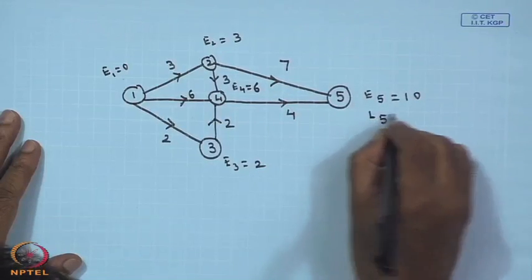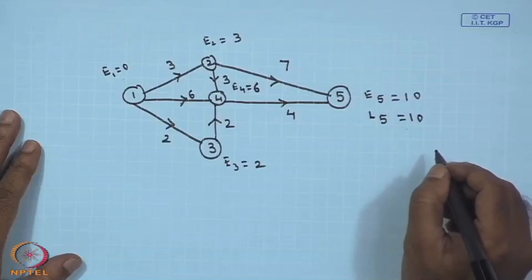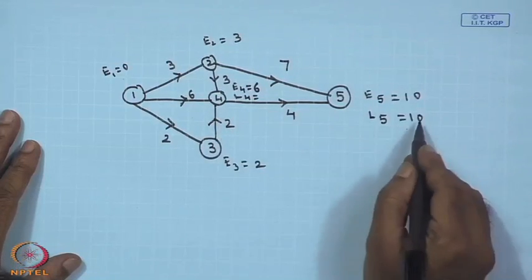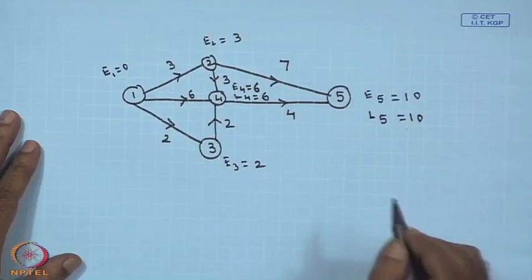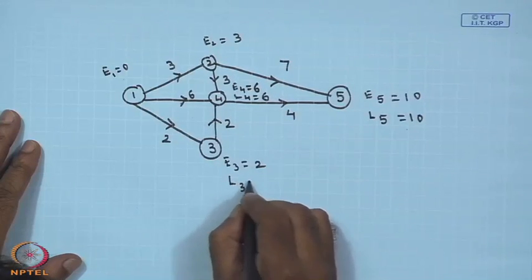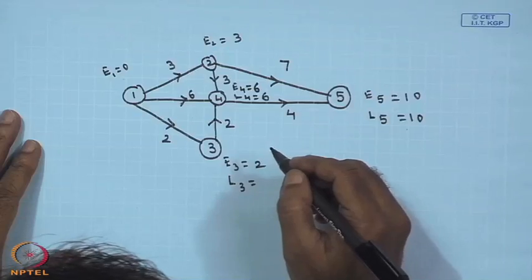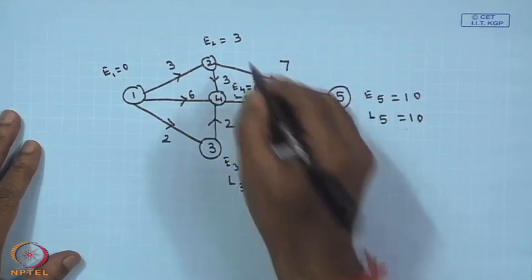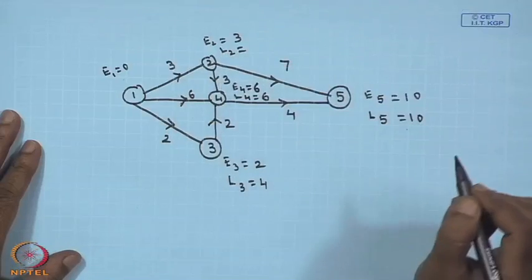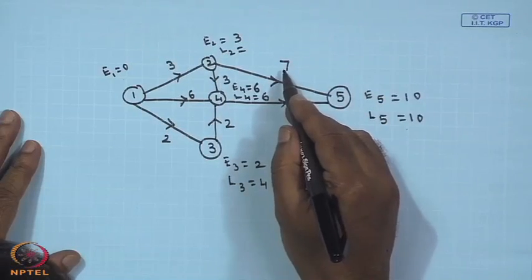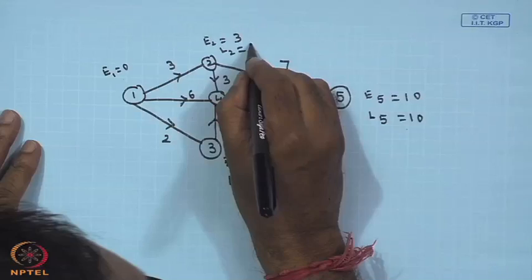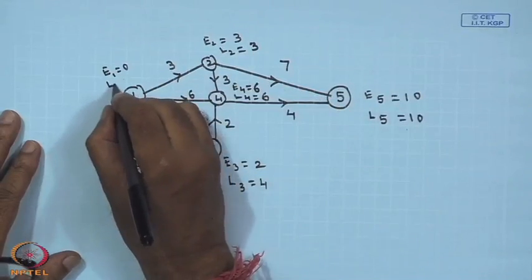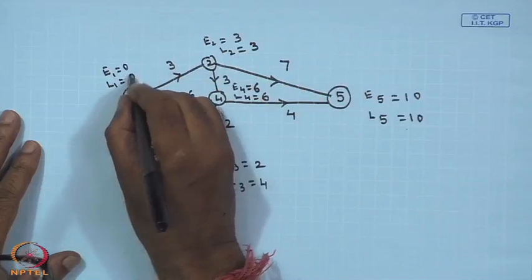Next one is L5. L5 is 10, where you are starting. Then what is L4? L4 will be 10 minus 4, so it is equal to 6. What is L3? L3 you can calculate from here. So, L3 is 6 minus 2, so this is 4. What is L2? L2 is 10 minus 7, 3, and also 6 minus 3, so this is also 3. And L1 is equal to 3 minus 3, so it is 0.